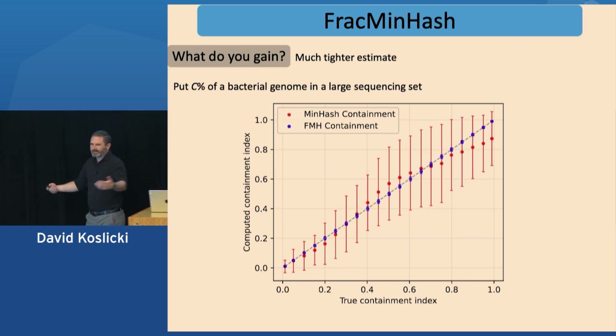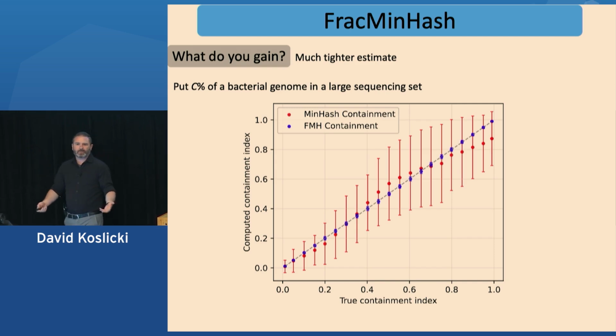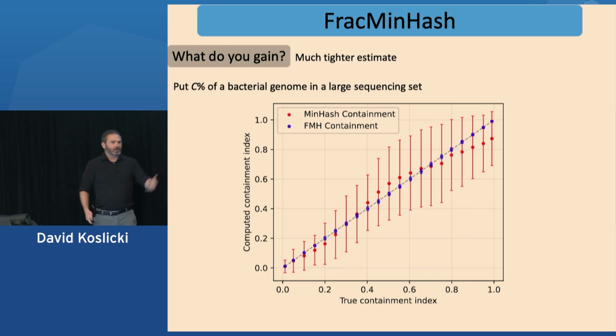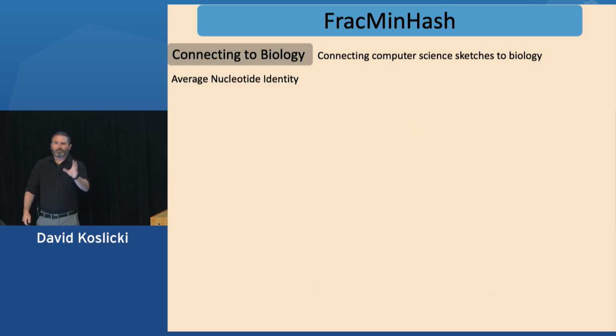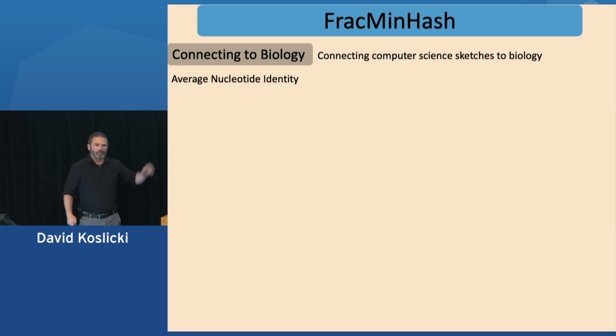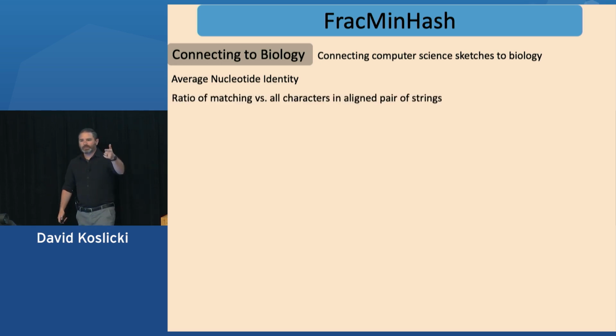But so far as I've introduced it, these approaches are kind of divorced from the biology, because yeah, okay, we can get containment index or Jaccard index from it, but how can I connect it to biology? Well, we've already heard of average nucleotide identity, this ANI, but let's recap the definition real quick. This is the ratio of matching versus all characters in two aligned sequences.